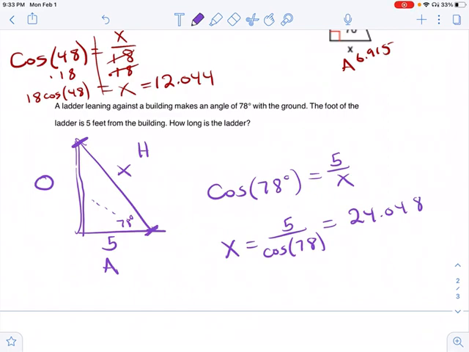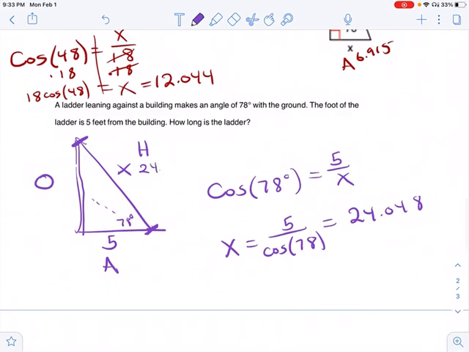So I get a ladder that is 24.048, looks like feet tall. And that could make sense. So I've got this 24.048. My 78 degrees probably isn't quite exaggerated enough here to really get the full scope of this, but that is going to be the length of my ladder.